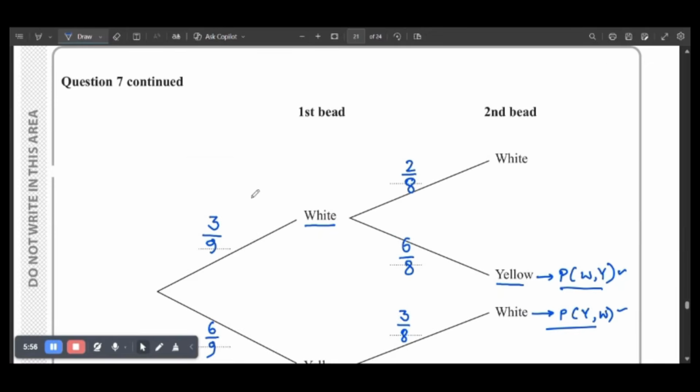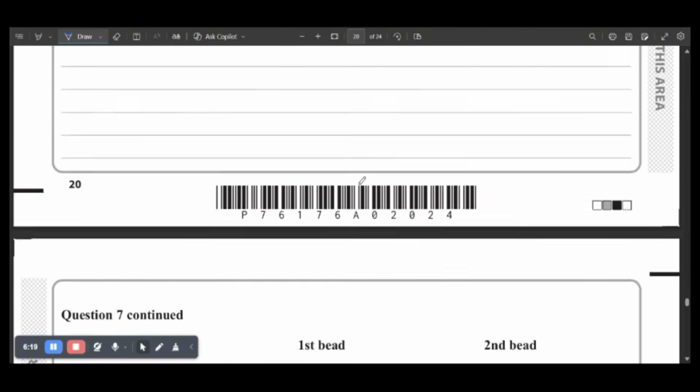The probability of white then yellow is just the product of individual probabilities. So to find the probability of choosing a white bead and then a yellow bead is just 3 by 9 into 6 by 8. We can write it down.